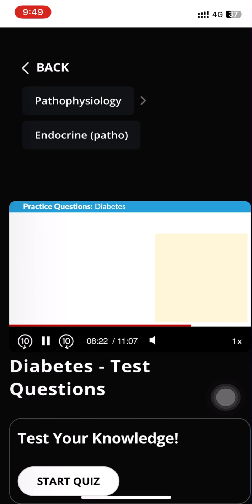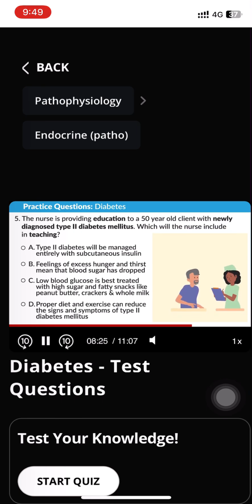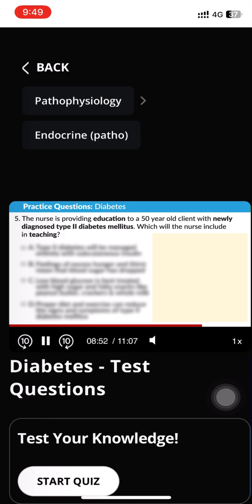Now lastly, question number 5. The nurse is providing education to a 50-year-old client with newly diagnosed type 2 diabetes mellitus. Which will the nurse include in the teaching? So once again, pause your screen and try your best to answer this question in about 60 seconds or less. All right, so let's break this question down following the question breakdown strategy. Remember to do this first before looking at the options.